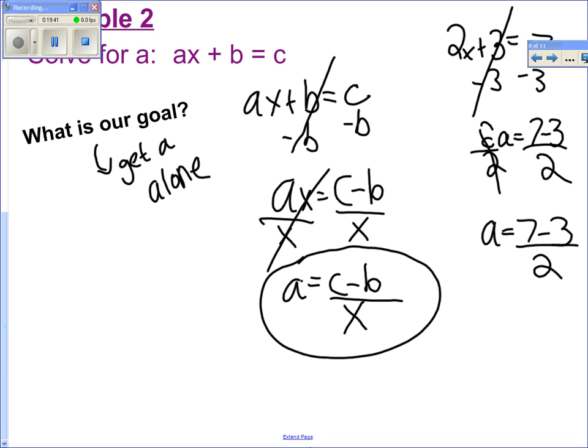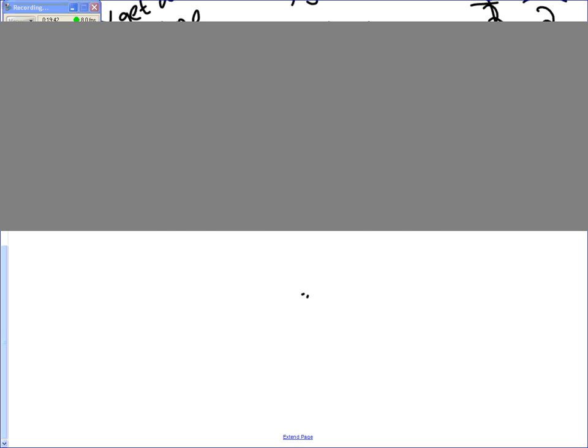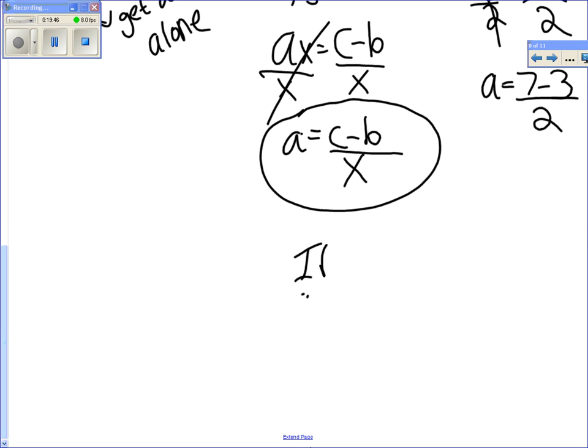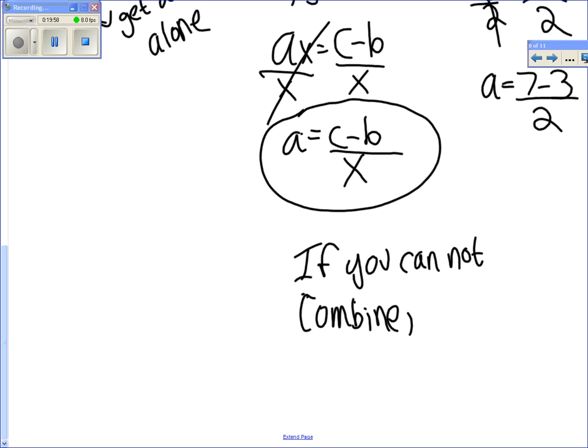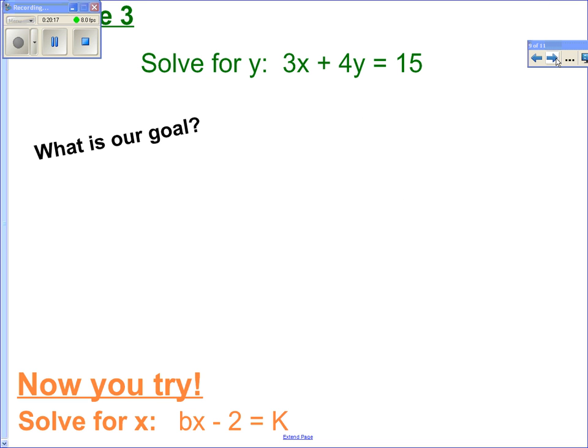And I think the key thing with these is to remember if you cannot combine, write it in a line. So what I mean by that is I cannot combine C and B. So I'm going to keep it as C minus B. All right, and just a couple more ideas. This is another example. I'm going to just go through it.